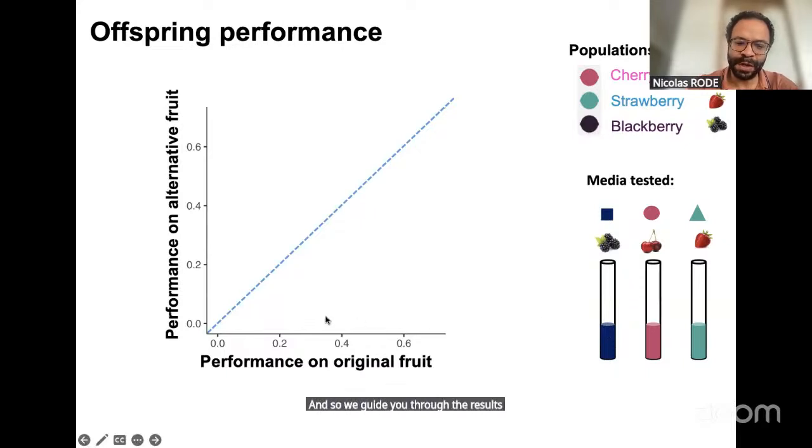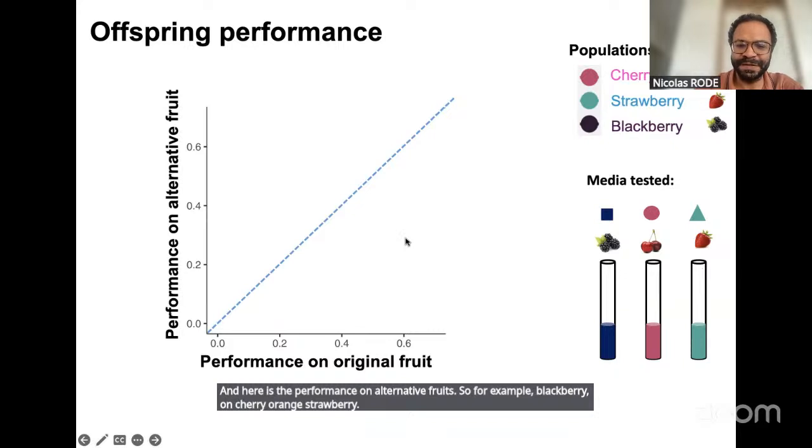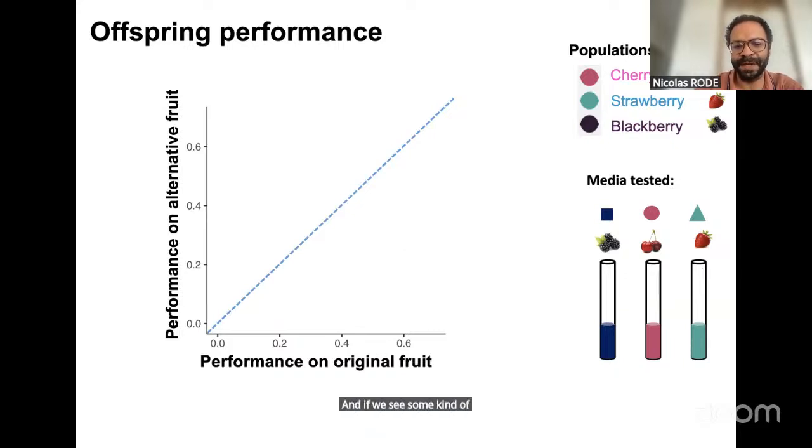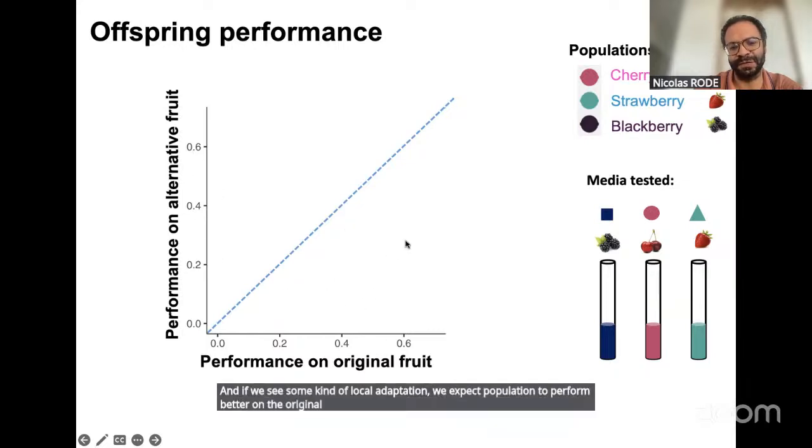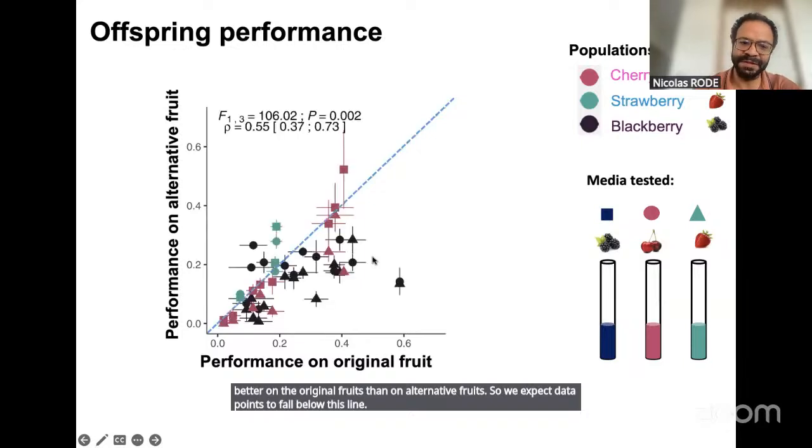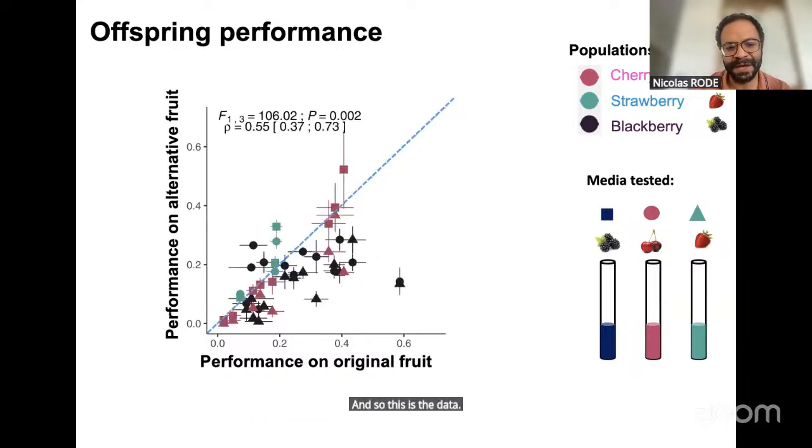So here, the way we show this is we show performance on the original fruits. For example, if you are blackberry on blackberry, then this would be your performance on the original fruit. And here is the performance on alternative fruits, for example blackberry on cherry or on strawberry. And if we see some kind of local adaptation, we expect populations to perform better on the original fruits than on alternative fruits. So we expect data points to fall below this line. And so this is the data. I will just guide you through it.